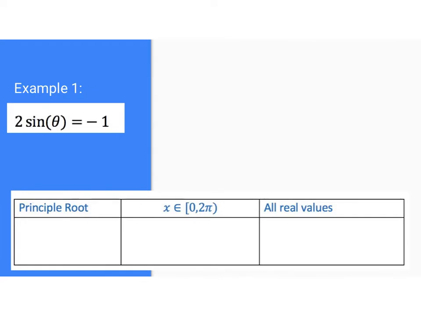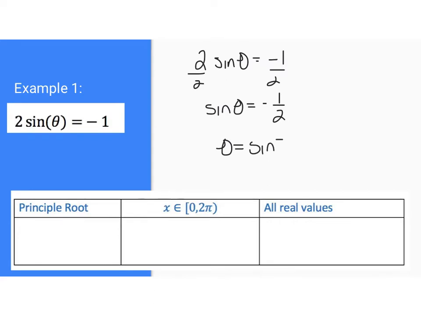For this one I have 2 sine theta equals -1. We're going to do the algebra and then we're going to change our answer so that it represents the appropriate value. We start with 2 sine theta equals -1. We need to isolate the sine, so we're going to start by dividing both sides by 2. Next, we're going to try and isolate theta. Remember, the way to get rid of that sine is by taking the inverse. So we're going to take the inverse sine of -1/2.